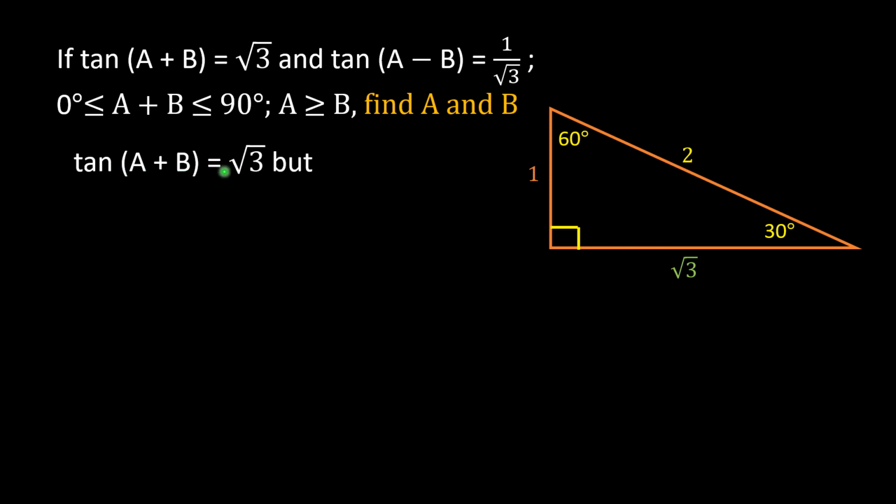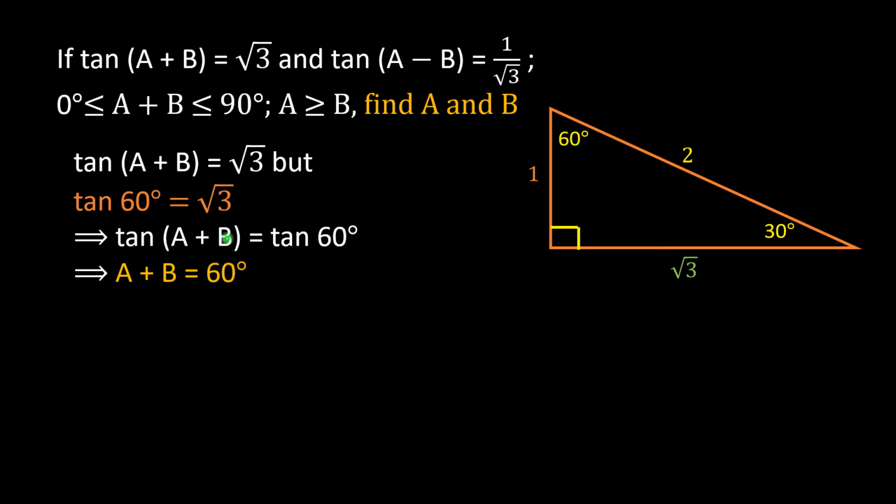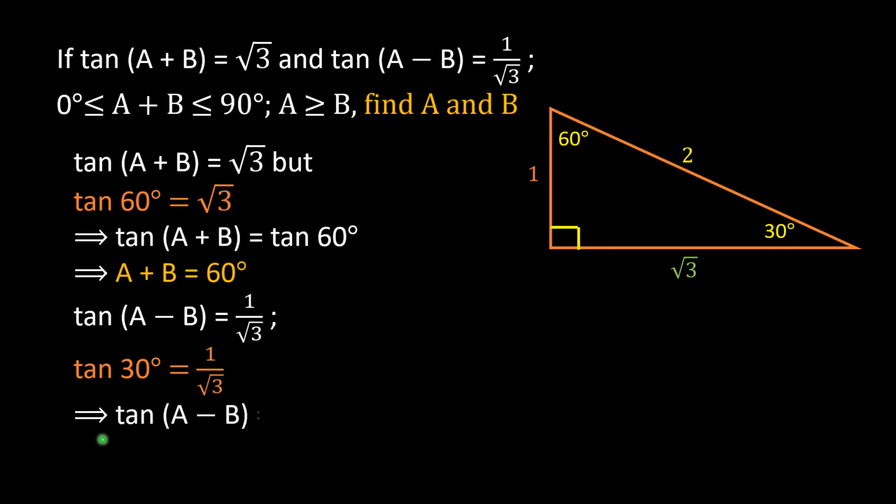Now tan a plus b is root 3, but we know from this triangle that tan 60 is root 3. Therefore, tan a plus b equals tan 60, because the right hand side is same, which implies that a plus b equals 60. Tan a minus b equals 1 divided by root 3, but tan 30 is 1 divided by root 3. So therefore, since the right hand side is equal, we can write tan a minus b equals tan 30, which implies a minus b equals 30 degrees.